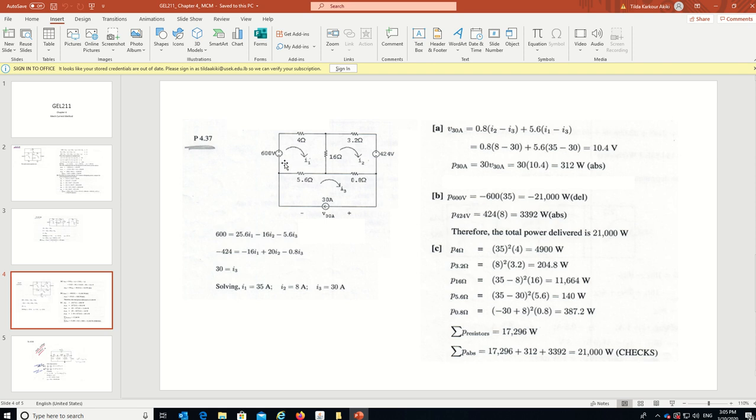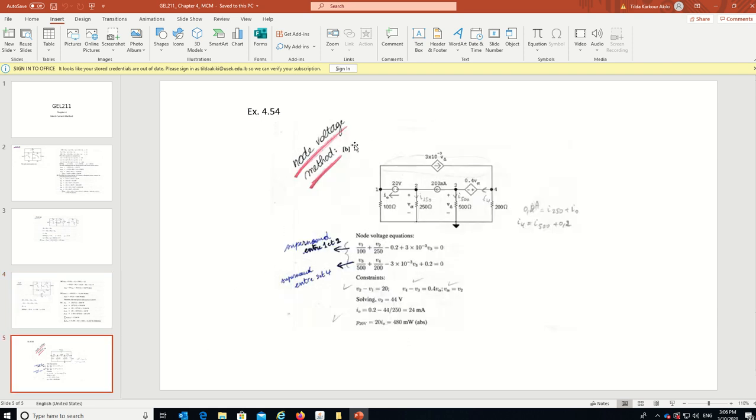For the 600 volt, the current is I1. I1 equals 35 and it is entering the negative terminal, so it is minus V times I. For the voltage source 424, current I2 is entering the positive part, so it is plus V times I. And then you will calculate for the resistances. For the resistance, don't worry if you choose the currents I2 minus I3 or I3 minus I1, since you will put them squared.